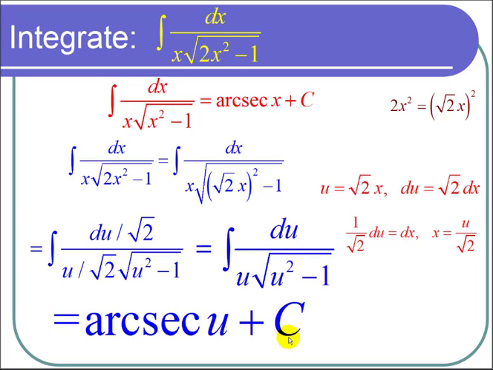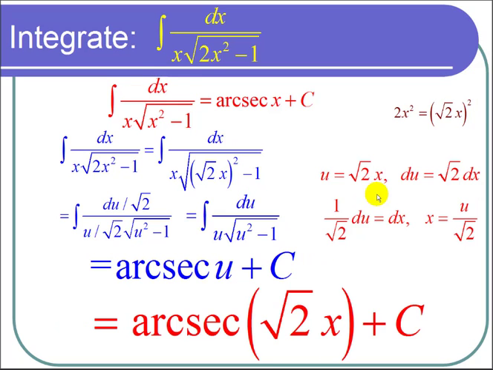My last step is just to resubstitute. u is the square root of 2x. So my final answer is the arcsecant of the square root of 2x plus a constant. And I'm done with the problem.